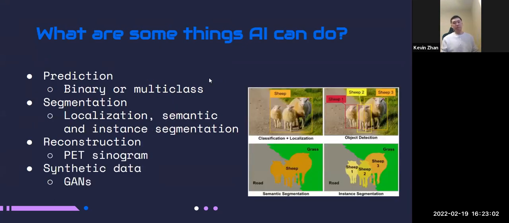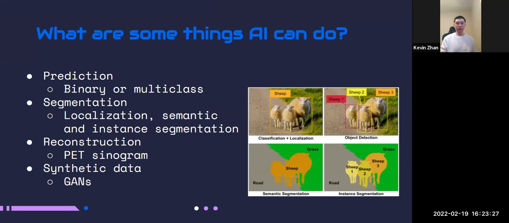Okay, so then we'll get into what are some things that AI can do, and this is more in line with medical imaging, or just imaging in general. So the first thing would be prediction. This could either be binary, so does this patient have cancer or not, or multi-class. Maybe how severe is the cancer? What stage is it in?